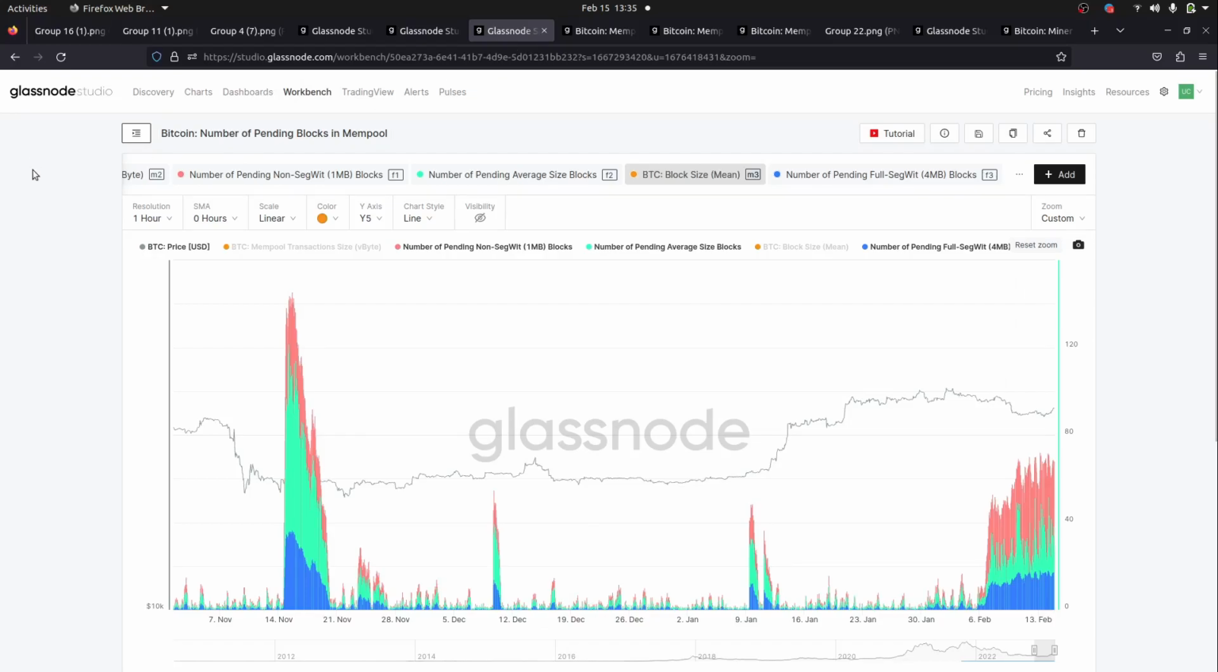Now, moving into mempool congestion and fees, because this is kind of an interesting angle. What we've got here is three different models. In the red, 1 megabyte. In the green, the average block size, and in blue, full 4 megabyte block sizes. What we're looking at here is how many blocks it is going to take to completely clear the Bitcoin mempool.